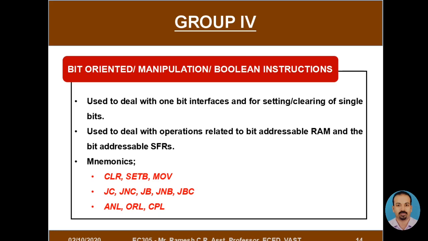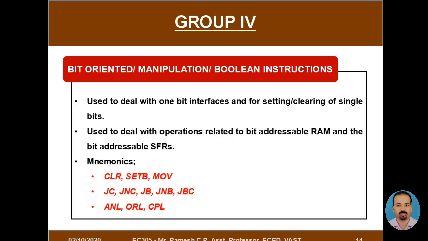Apart from that, the instructions under this group can also be used for performing several operations on the bit addressable RAM locations. We have 16 bytes of bit addressable RAM locations. So if we need to perform some operation on the data that is stored in this bit addressable RAM location, as well as, we know that some of the special function registers can be accessed bitwise.